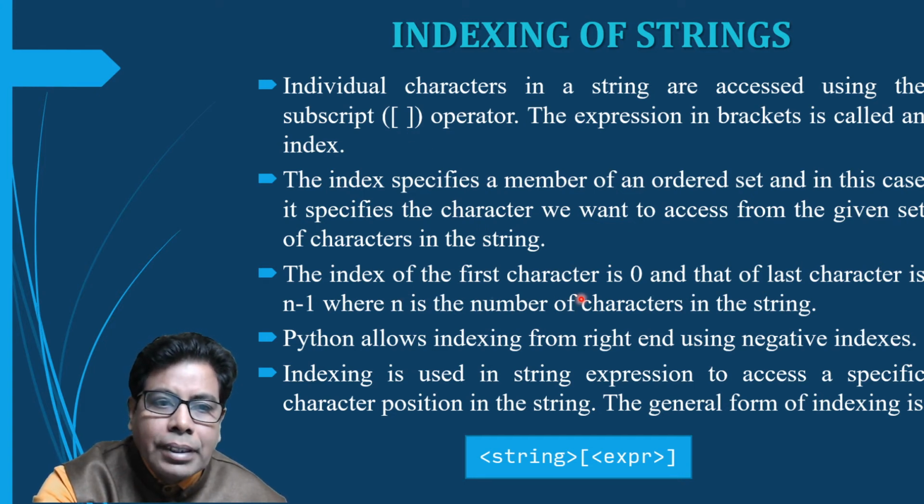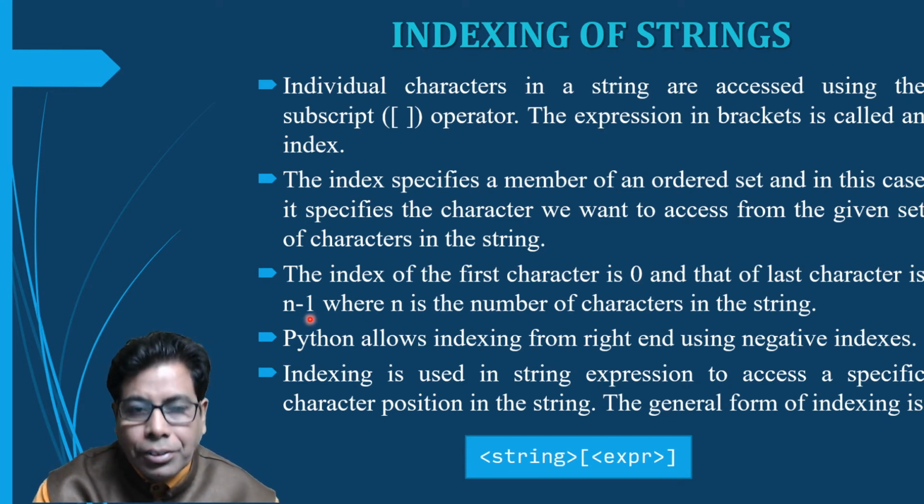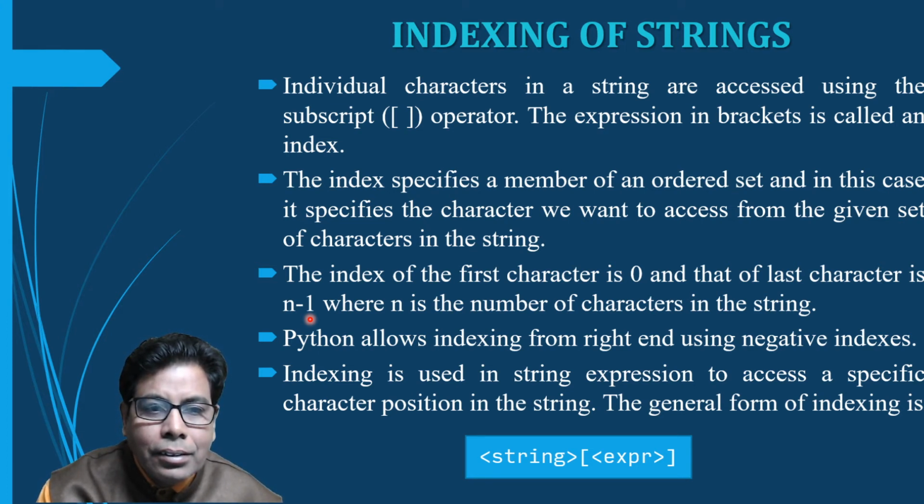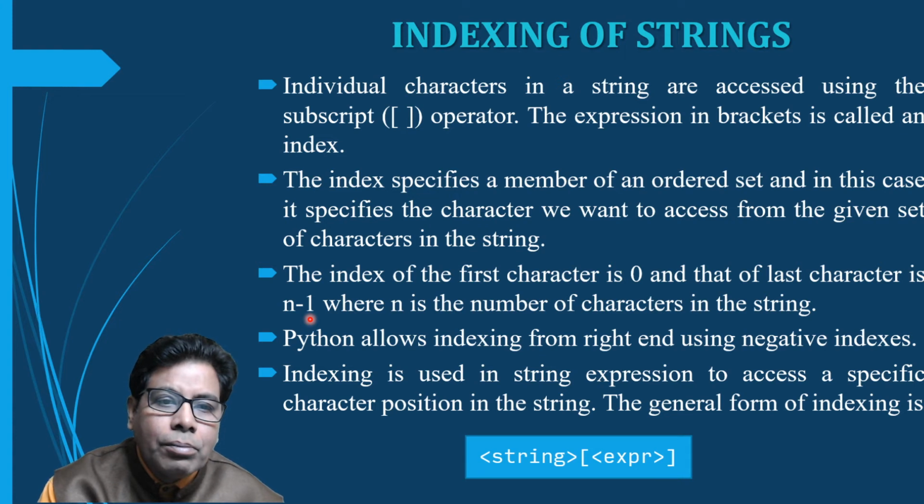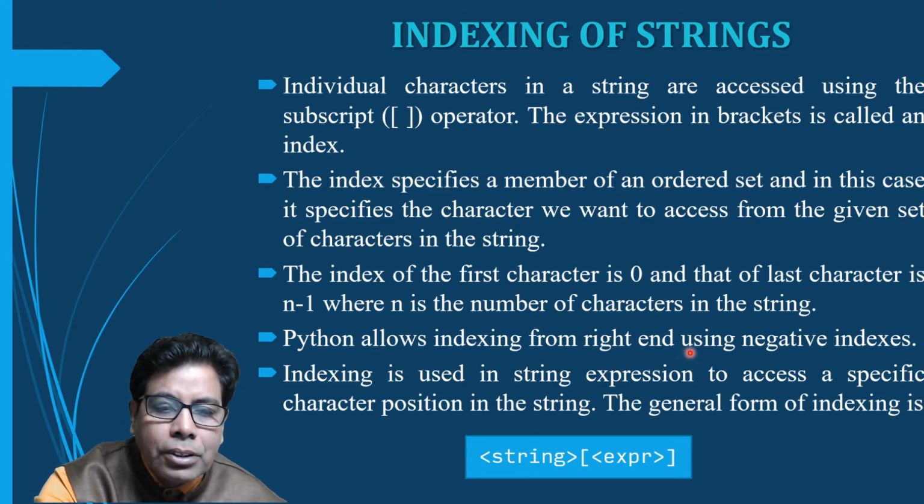So the index of first character is 0, and the last character it will be n minus 1, where n is the number of characters in the string. So if we are having 6 characters, then the last number will be 5. So Python allows indexing from right end using negative index. So positive index will be from the left and the negative index will be from the right. Starting will be minus 1.